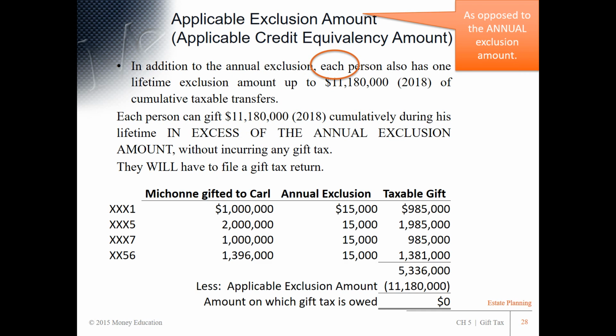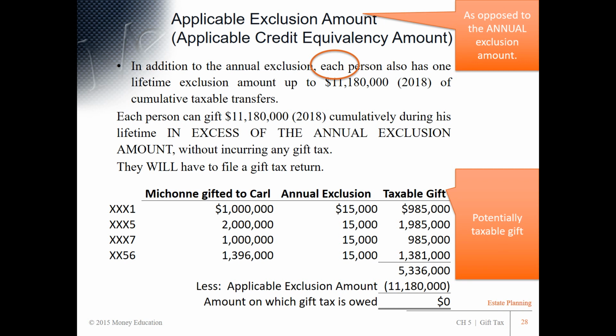So we have here a situation where Michonne is gifting to Carl. And you can see over in this far left column that she gifts in years 1, 5, 7, and 56. That was a long break. And you can see the amount she gives to Carl in each of those years. Now, every year that she gives this money to Carl, there's an annual exclusion of $15,000. And so, for example, in year 1, you can see that the taxable gift is $1 million minus the $15,000 or $985,000. Now, again, vocabulary is an issue here because this says taxable gift. And so you would think that $985,000 would incur some tax, but no. A better title for this would be potentially taxable gift, but we're stuck with this vocabulary, taxable gift. So you can see what it is. It's the million minus the annual exclusion.